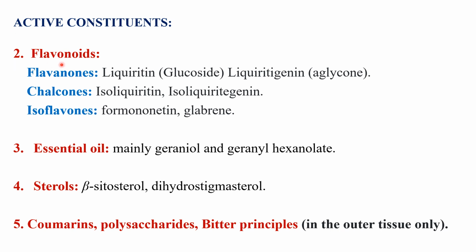Licorice extract contains several types of flavonoids which are very important for their pharmacological activities. It contains flavanones such as liquiritin, a glucoside, and its aglycone known as liquiritigenin. It contains isoliquiritin and isoliquiritigenin, and also the isoflavones formononetin and glabrin. These isoflavones are also very important, producing the phytoestrogen effect of licorice extract.